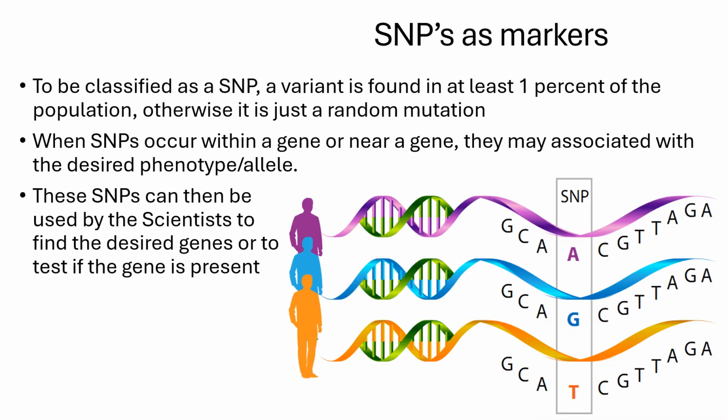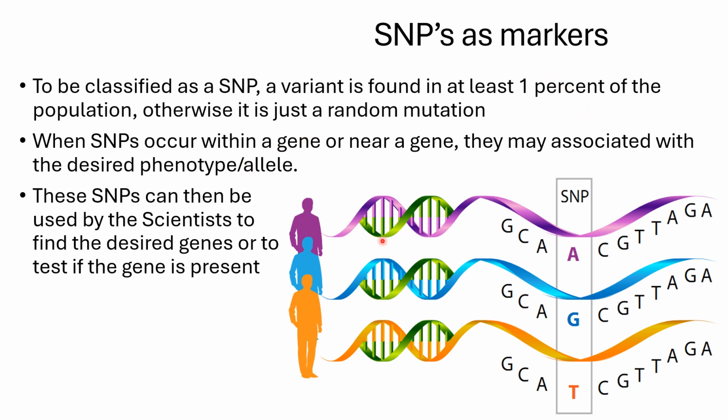Then we have SNPs as markers. So as you can see here, AGT. So to be classified as a SNP, the change needs to be found in at least 1% of the total population. Otherwise, it's just a random mutation. Okay? And on the next slide, I will show you a little bit more detail about that.